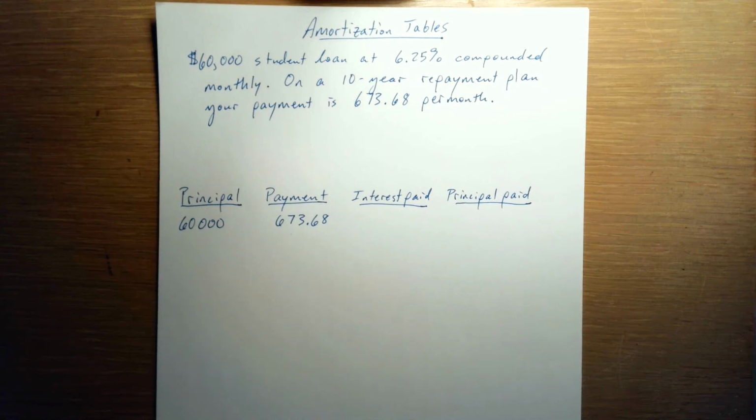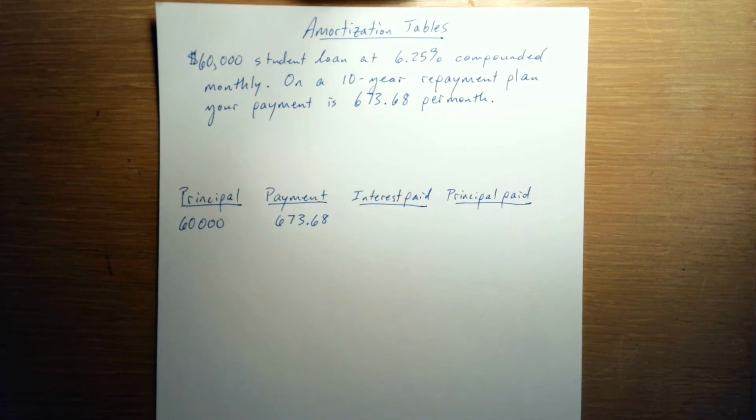Hey everyone, in this video we're taking a look at amortization, and in particular we'll be making an amortization table for this student loan situation that we have listed here. Amortization in general just means that you're paying down a debt over time by making the same payment repeatedly. And in this case we're making monthly payments on a $60,000 student loan at 6.25%, which is compounded monthly, and you've chosen a 10-year repayment plan.